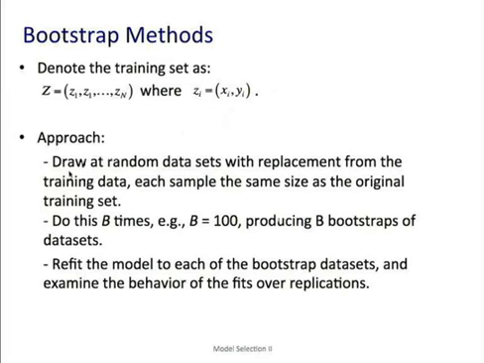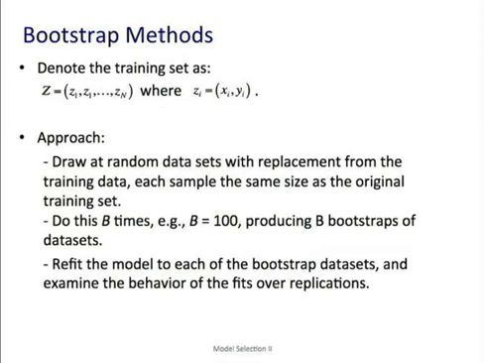You essentially want to draw at random data sets with replacement from the training data. When you do this, each sample is the same size as the original training set. So you're taking bootstrap replicates. If your training set is 100, each bootstrap replicate will also be 100. You can do this B times, for example, big B equal to 100. These we call bootstrap data sets, or bootstrap replicates more commonly.